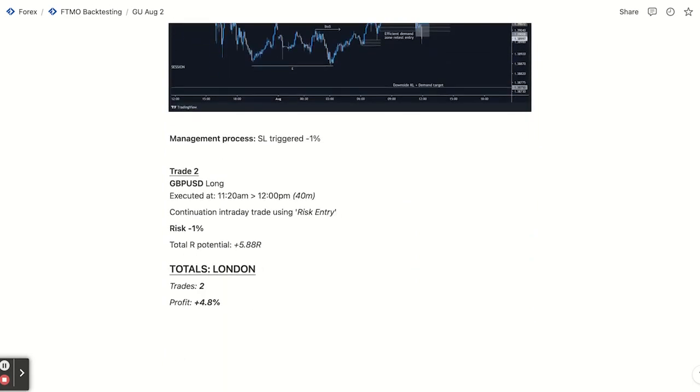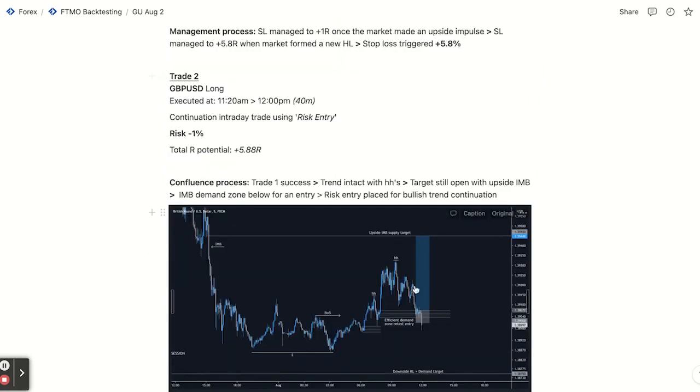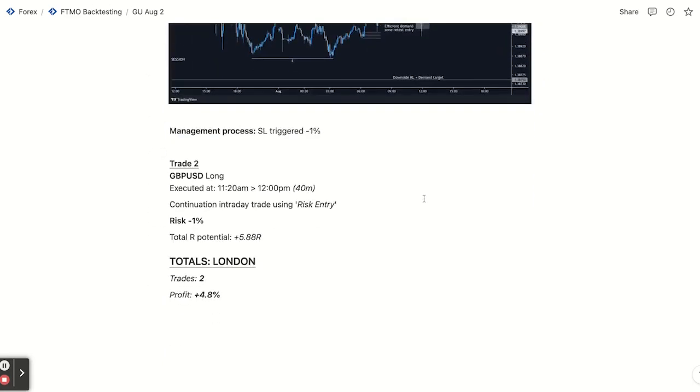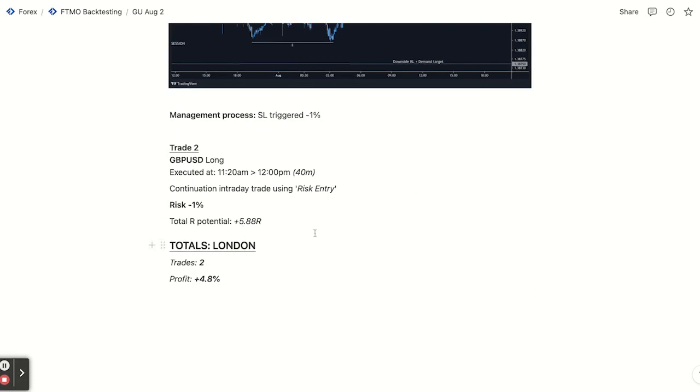So this is pretty cool, and you can actually track everything here. You can track your losses too, but the only analytics you're really going to get are what you write down, like this. So my totals for London session this day was 2 trades and 4.8%.